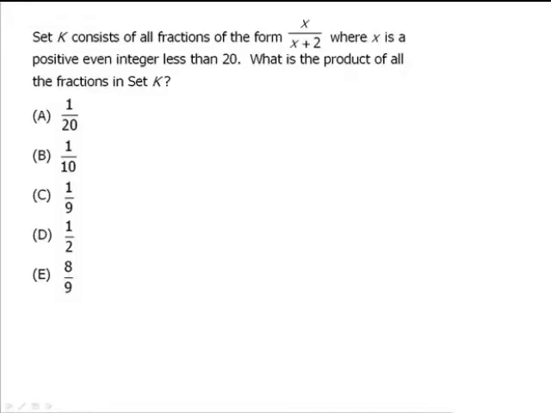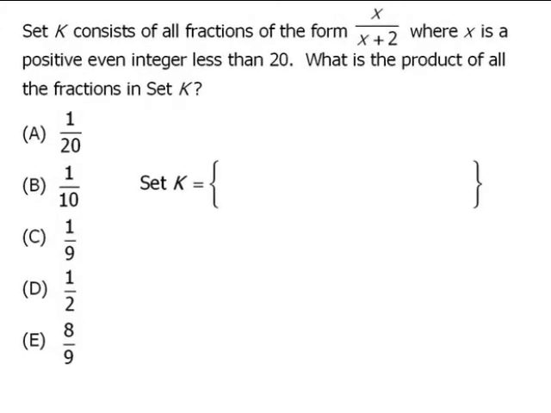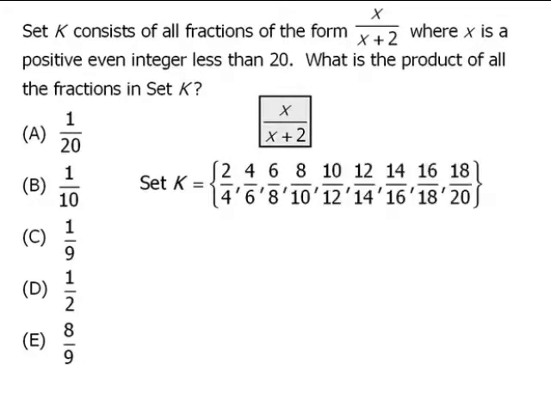To begin, let's get a better idea of what set k looks like. Now, all of the fractions in set k have this form, where x is a positive even integer less than 20. So x can equal 2, 4, 6, 8, all the way to 18. So if x equals 2, then x plus 2 will equal 4. If x equals 4, then our denominator will be 6, and so on, all the way to x equals 18.